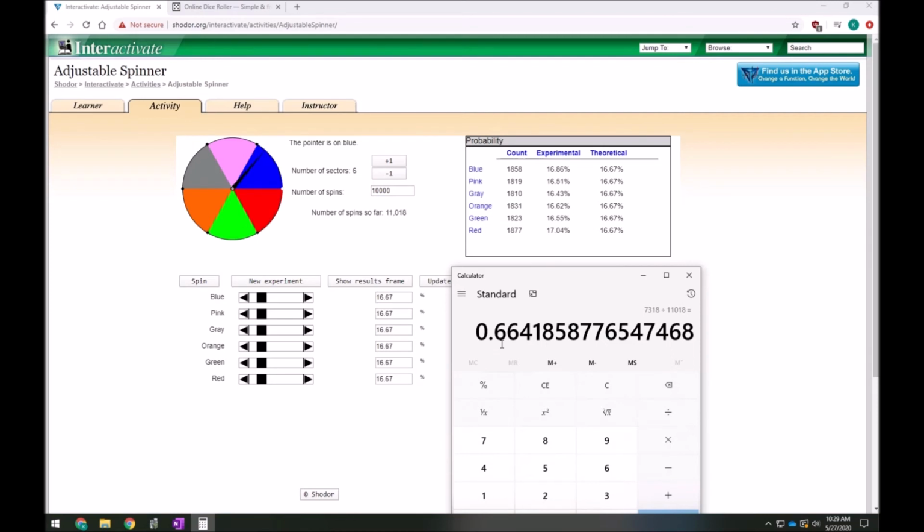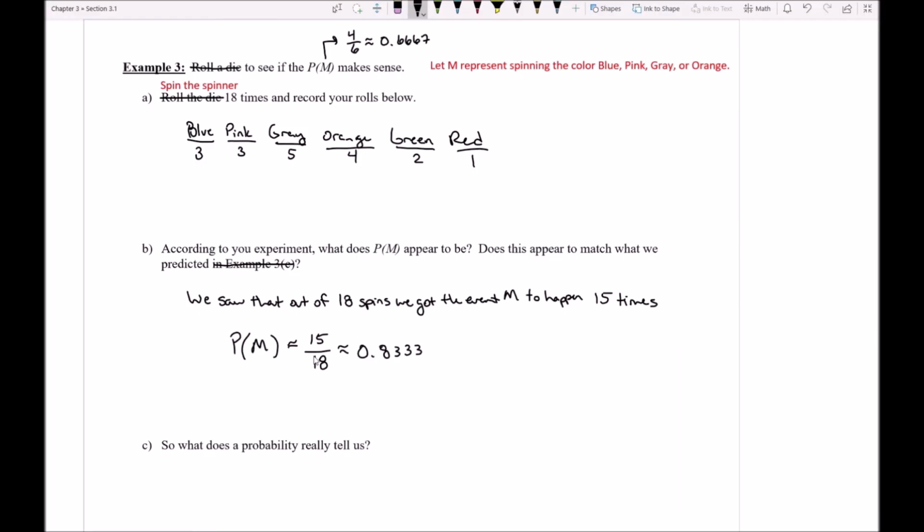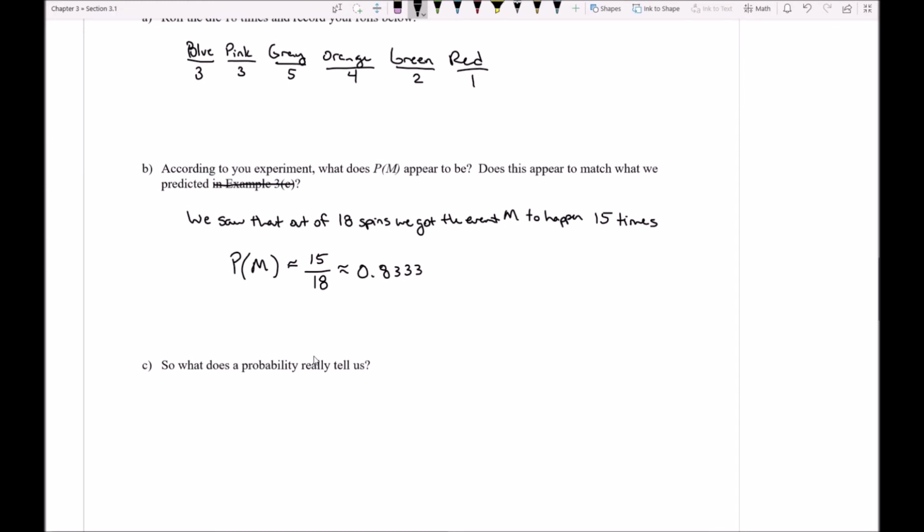So that probability that we would have thought at the beginning, that 4 out of 6 chance, what that's really telling me is the following. It's telling me ultimately what happens in the long run. So probability is a measure of what happens in the long run. That is, if I continue to repeat the trial over and over.